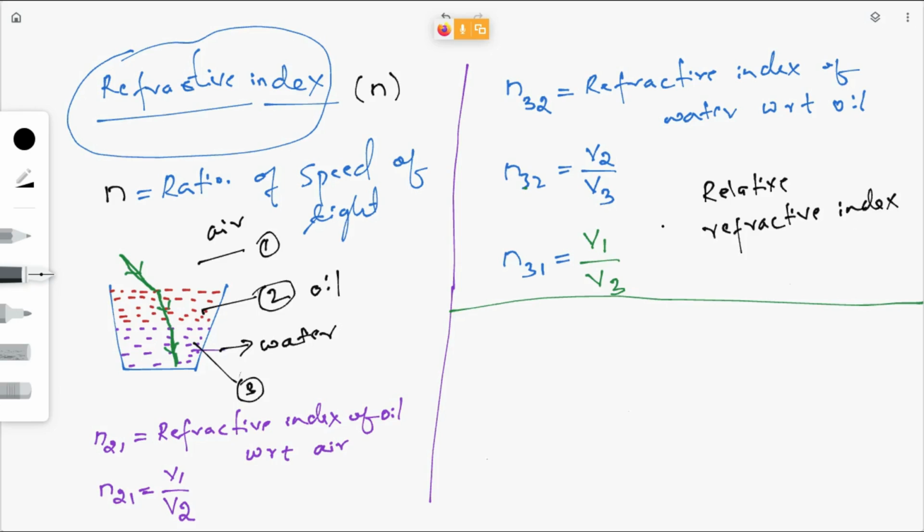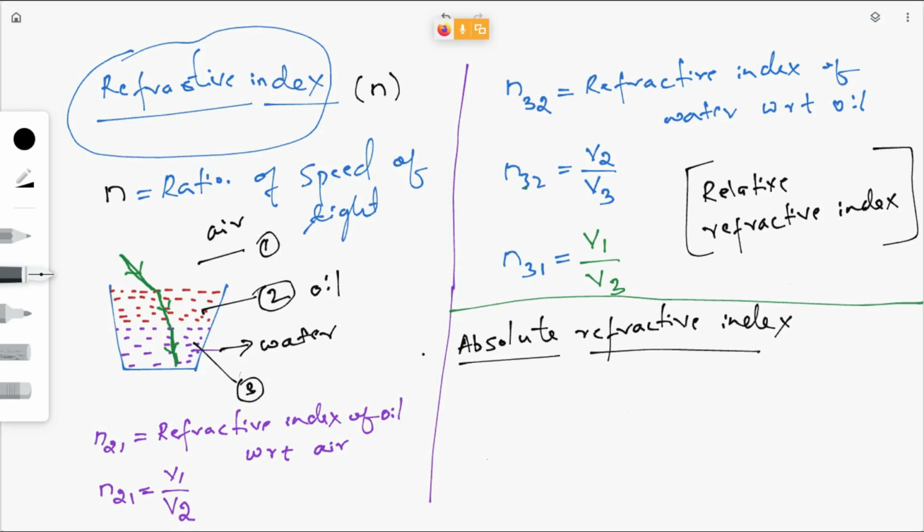Okay, so here you are relating the refractive index of two different mediums, water and oil, oil and air. Okay, water and air, oil and air. So there are two different mediums, so that is what the relative refractive index is. Okay, so there is one more refractive index called absolute refractive index. So what is this absolute refractive index?